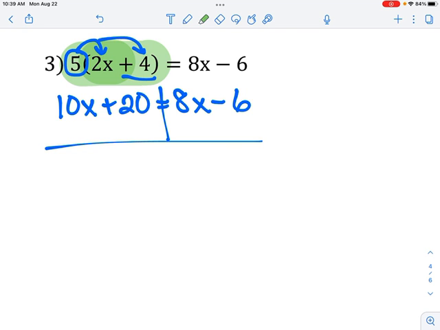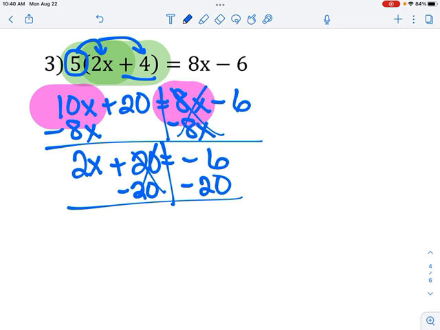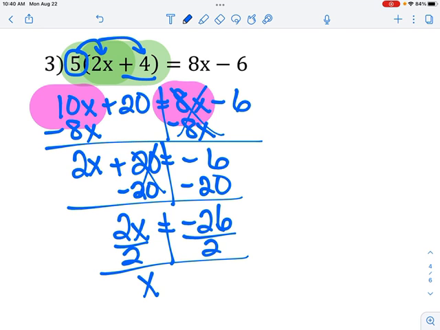My next step now is hopefully you recognize that, hey, I've got 8x on one side, I've got 10x on the other. We've got to get those to be the same on the same side, so I'm going to minus 8x from both sides. 10x minus 8x is 2x plus 20 equals negative 6. Then at that point, I'm going to minus 20 from both sides because that is the least connected to that variable. Negative 6 minus 20 is negative 26. Then at that point, I'm going to divide by 2, and I would get x equals negative 13. And there is that solution.